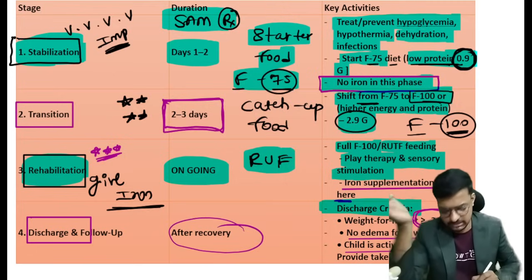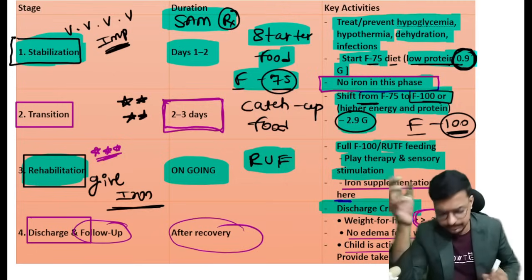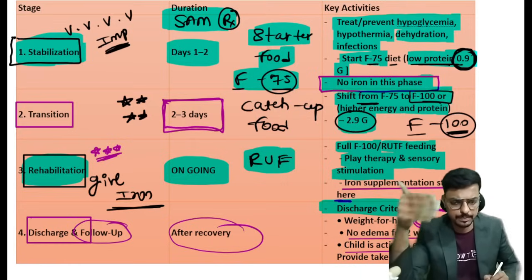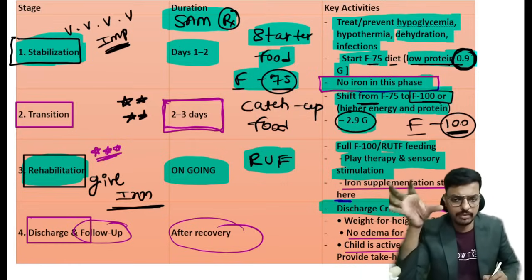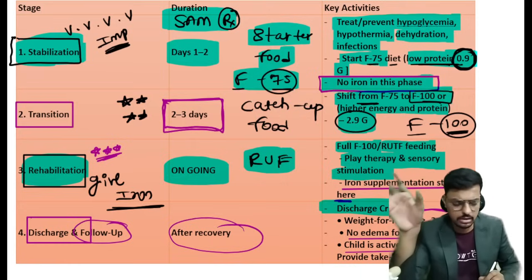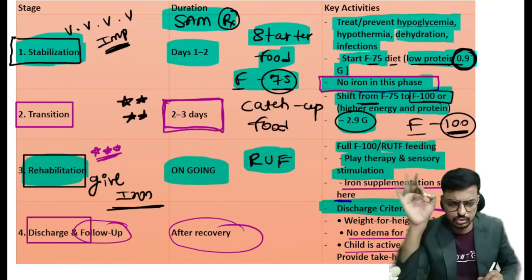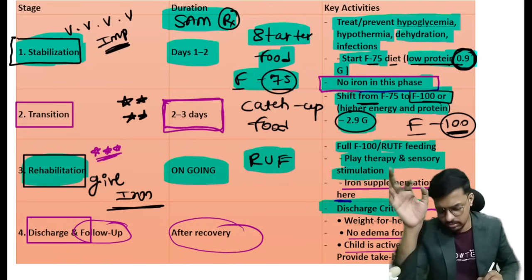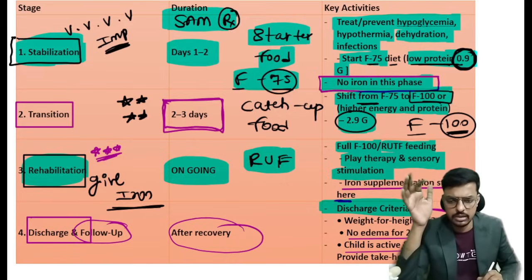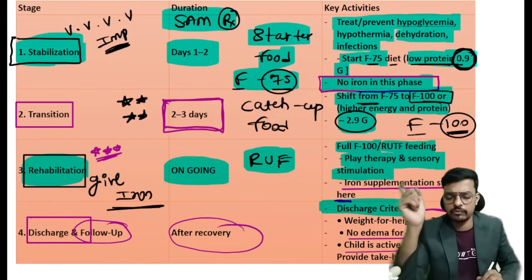We will advise the parents especially. Follow up in the recovery period will be ongoing here, so we will advise follow up visits for the children and mothers. Very important, do remember all the golden words. Remember the discharge criteria, and where to use the foods: ready to use food in the rehabilitation phase, catch up food in the transition phase, and starter food in the stabilization phase.